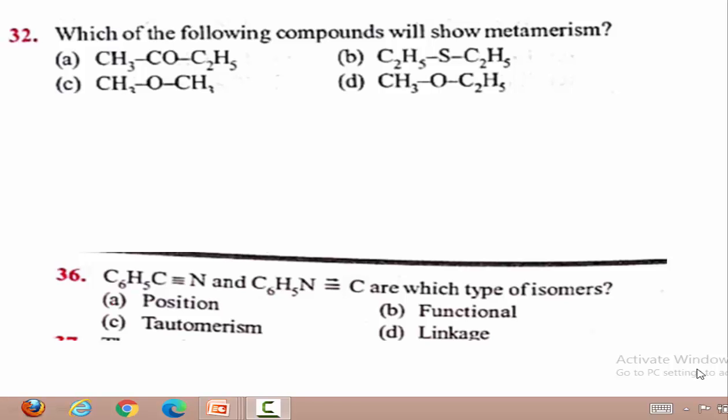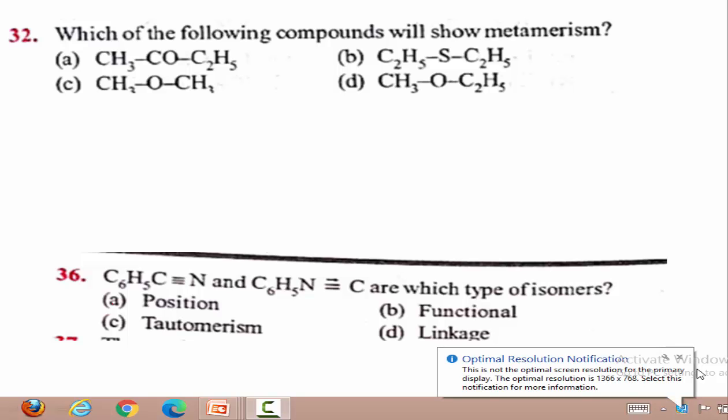Okay students, next question number 32. Which of the following compounds will show metamerism? Okay students, before going to the options, first recall the points related to metamerism. Students, when you observe the given options, first remember one thing. Metamerism is possible in ethers, thioethers, secondary amines, ketones, and esters.